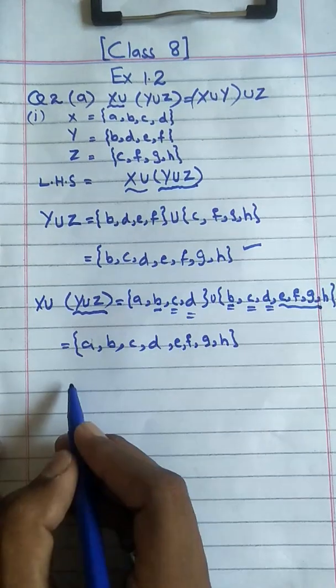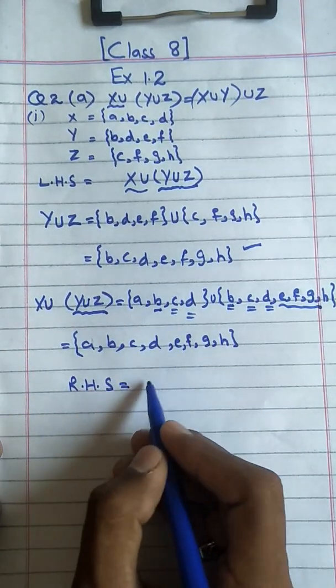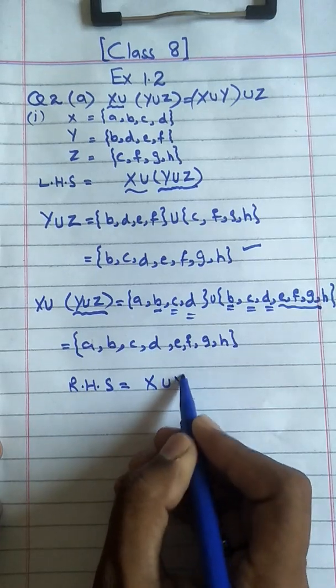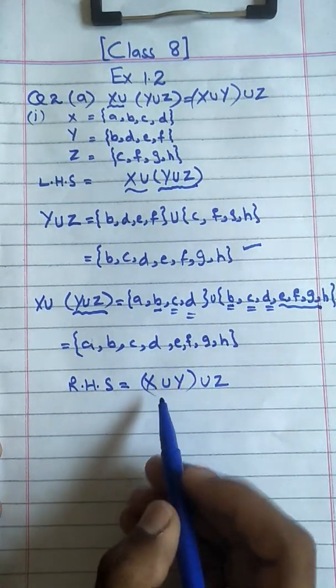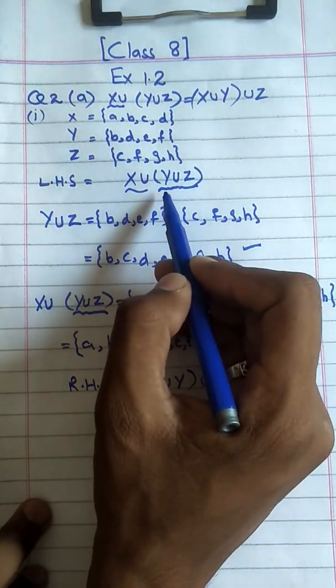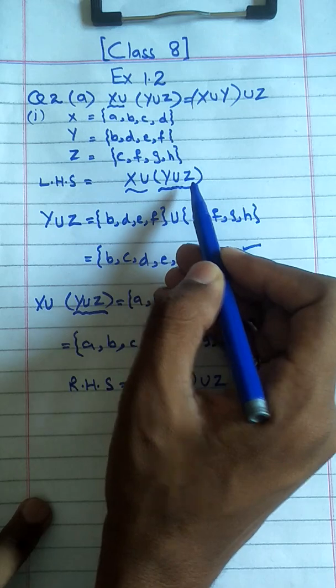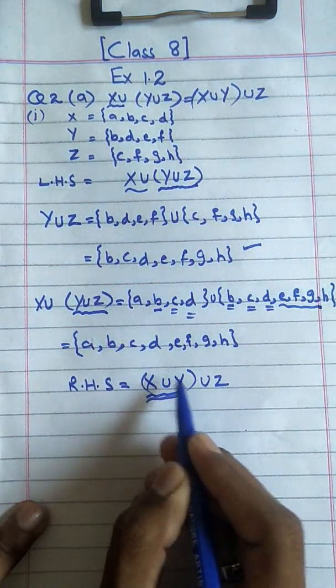Now the right hand side, (X union Y) union Z. On the left side we solved the brackets part Y union Z, but on this right side you have to solve X union Y first.